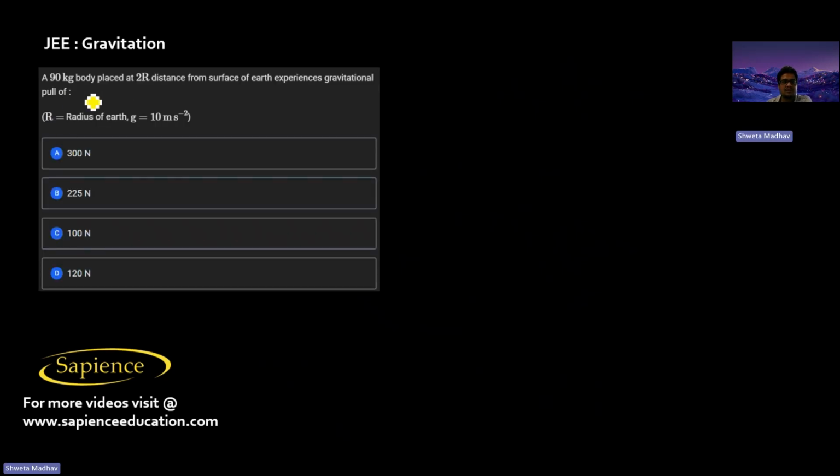Then it is told that a 90 kg body placed at 2R distance from the surface of Earth experiences a gravitational pull of. There is a 90 kg body placed at 2R distance from the surface of the Earth. It experiences a gravitational pull of what value? So the gravitational pull, that is the force, gravitational force, that is m into g at the height h.